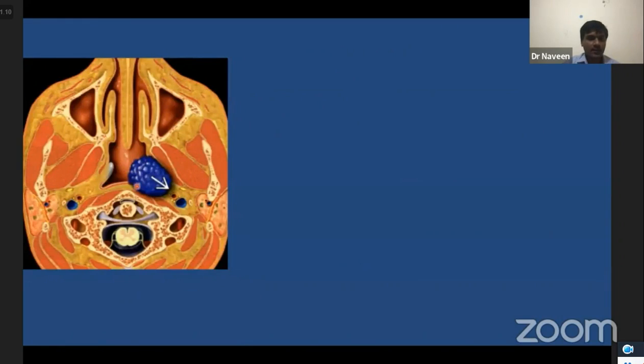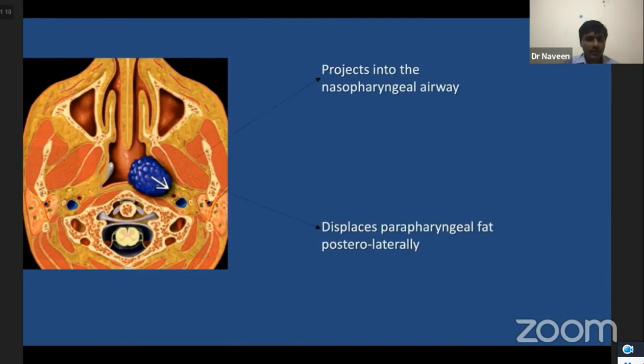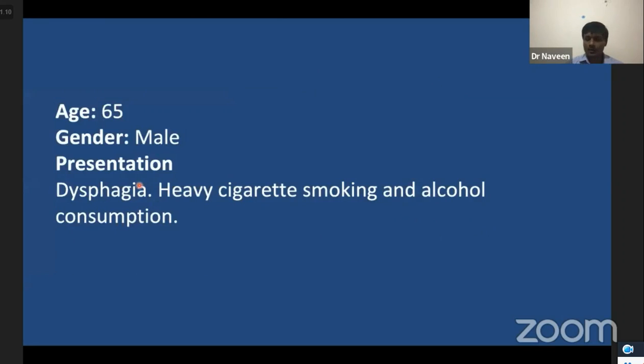This is a lesion within the pharyngeal mucosal space, which is causing the displacement of the parapharyngeal fat laterally, posterolaterally, and usually the lesion projects into the pharynx. Let's see a few examples of lesions in the pharyngeal mucosal space.